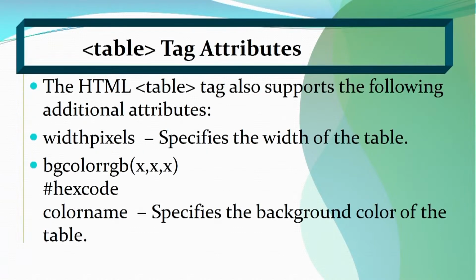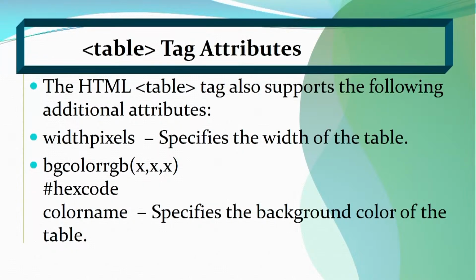As we saw earlier, for every tag we have different attributes. A tag provides some special function, and we can add some attributes to that. So the HTML table tag also supports some attributes. We can use width in pixels, which specifies the width of the table which we can apply.